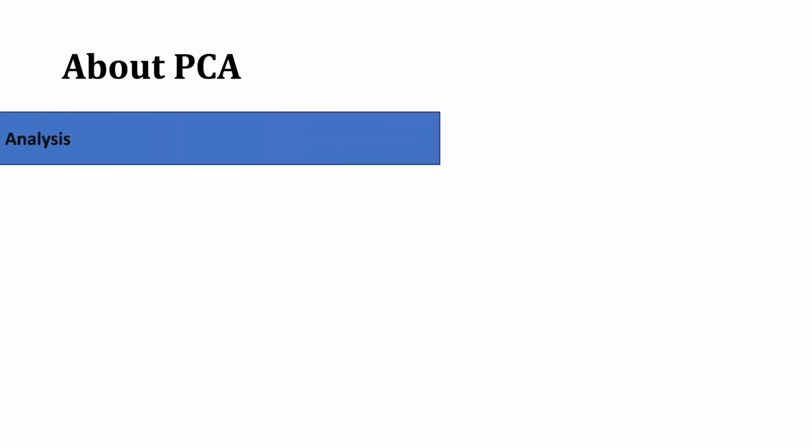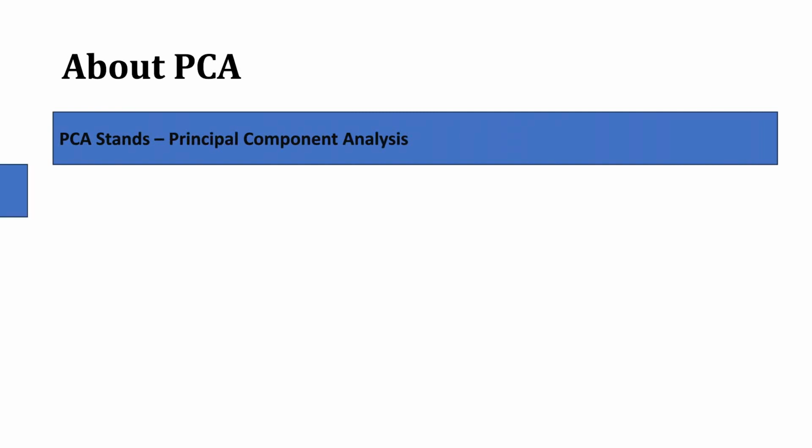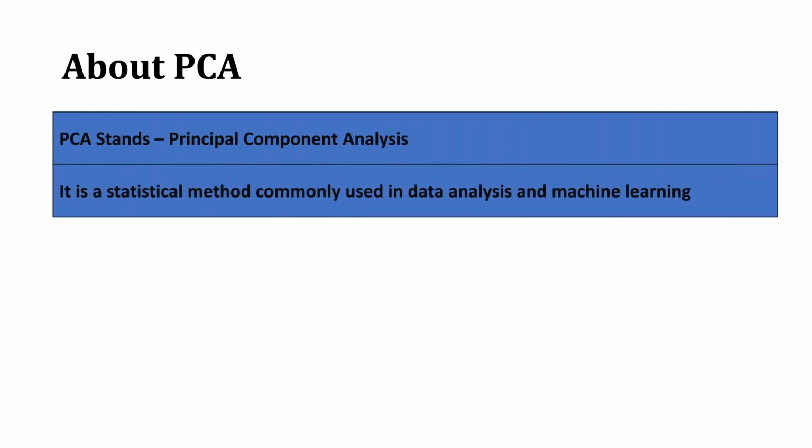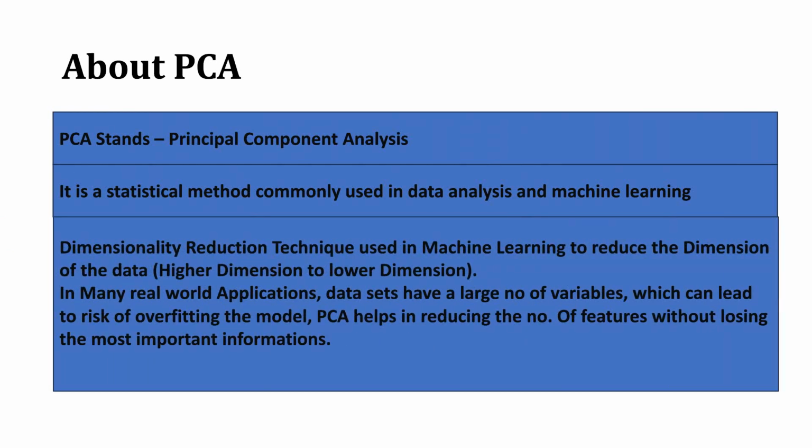First one is about PCA. PCA stands for Principal Component Analysis. As I said, it is one of the techniques in statistical methods, and நம்ம இது எதுக்காக யூஸ் பண்ணலாம்னா டேட்டா அனாலிசிஸ் அண்ட் மிஷின் லேர்னிங் ப்ராப்ளம்ஸ்க்கு நம்ம இது யூஸ் பண்ணலாம். And mainly it is used for dimensionality reduction, to reduce the higher dimension into lower dimension.